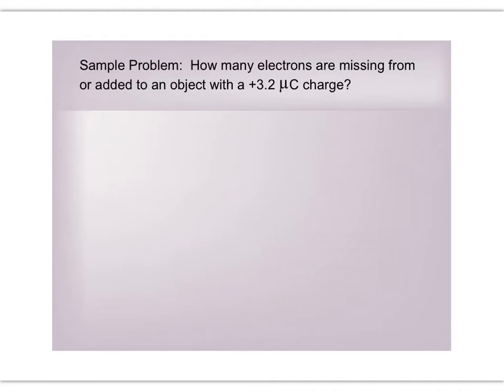How many electrons are missing or added to an object that has a positive 3.2 µC? This funny looking U stands for micro, and micro is 10 to the negative 6th. So how many electrons are missing or added? Well, if it's a positive charge, then that means electrons have been lost. So 3.2 microcoulombs, which is 3.2 times 10 to the negative 6 coulombs.